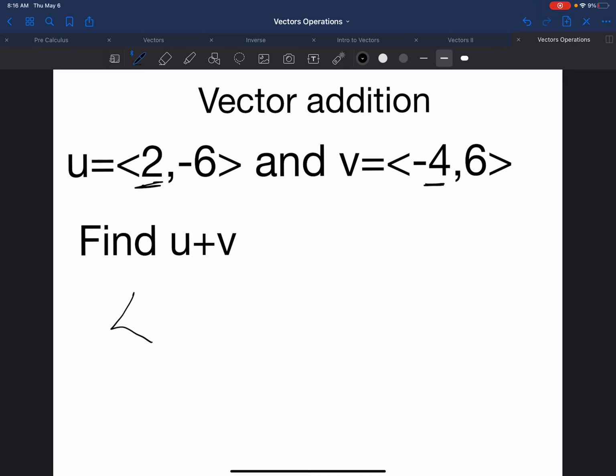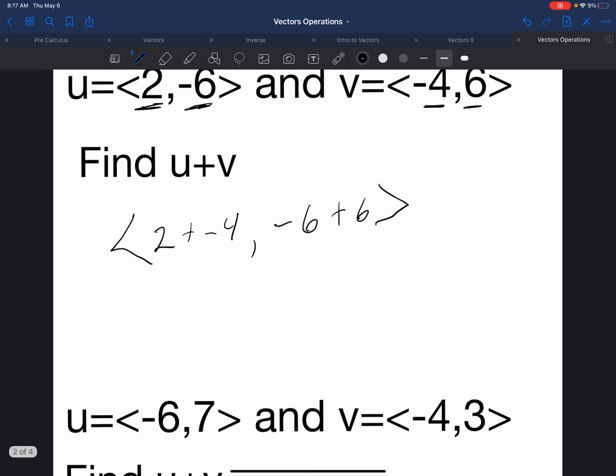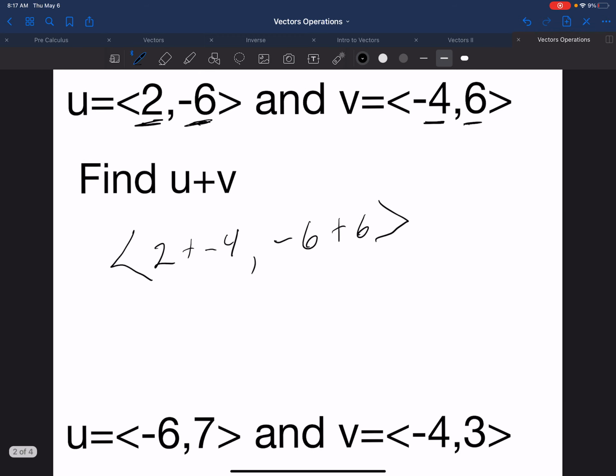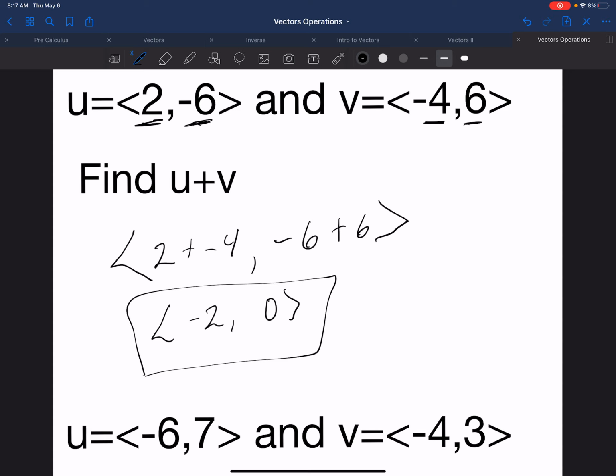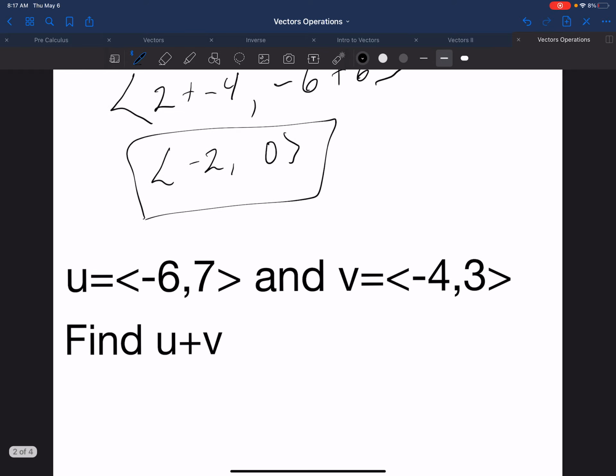So the first component of u is going to be 2. The first component of v is going to be -4. So I just wrote 2 plus -4 for my first component, and then for my second one, I'm going to have -6 plus 6. Again, we're adding them together. -4 plus 2 is going to be -2, and then -6 plus 6 is going to be 0, giving us our final answer. Pretty easy, very basic information.